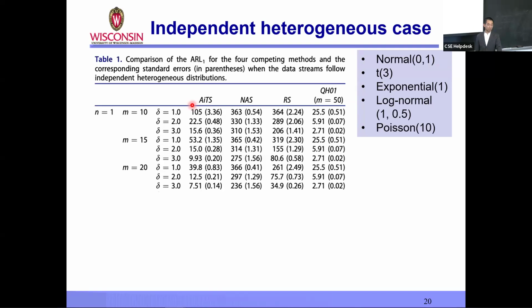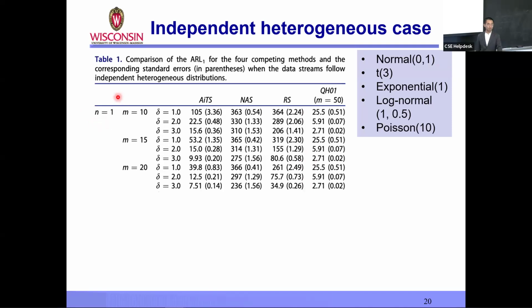You can see our method performs much better than the other two, the NAS and the random sampling, which shows the advantage of our proposed method. But also you can see the QH01 has the smallest value here across all the scenarios. This is very expected because this one has full access to all the data.